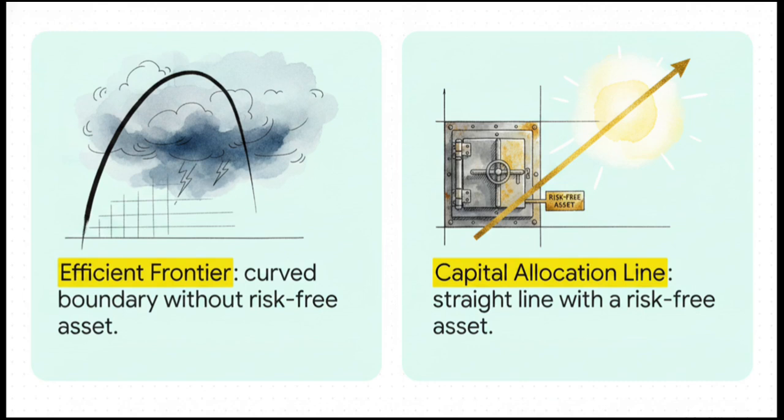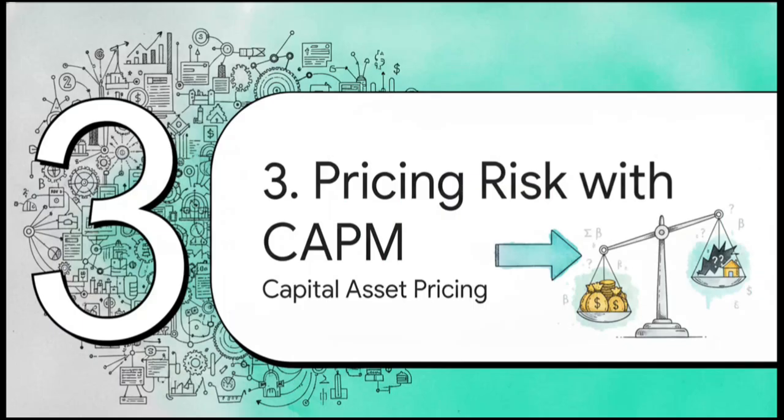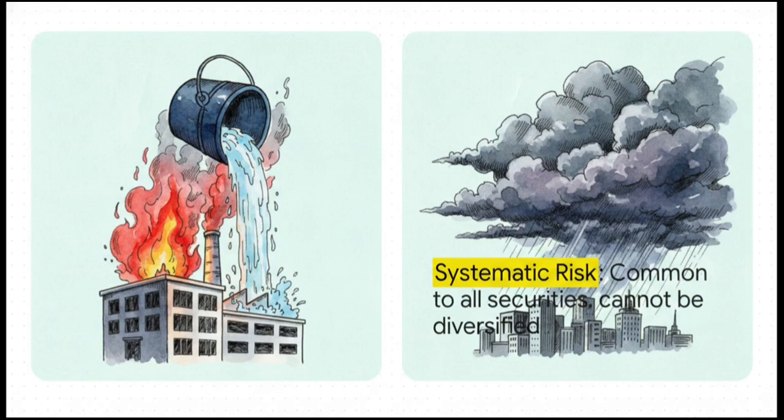By holding a mix of the risk-free asset and the risky portfolio, you mathematically improve the risk-to-return combinations available to you, pushing your potential outcomes even higher than that original curve. Section 3. Pricing risk with CAPM. So how does this whole overarching framework tell us what a single individual asset should actually cost?